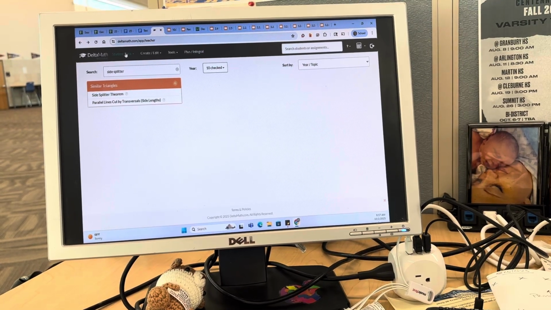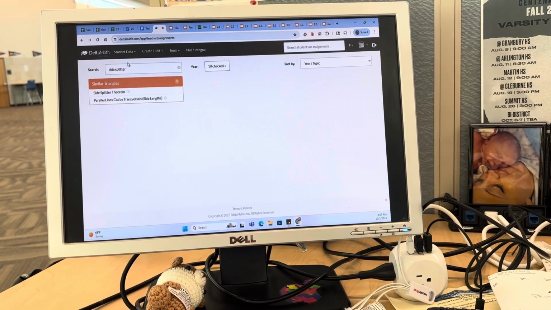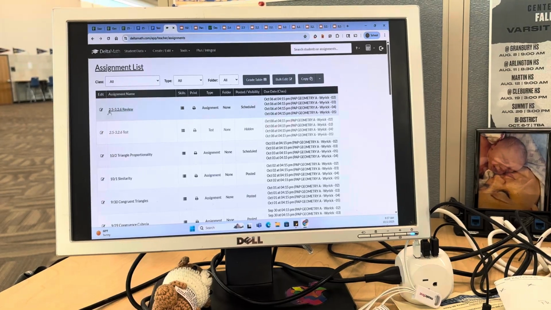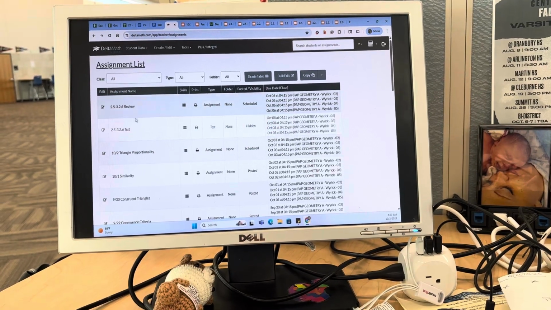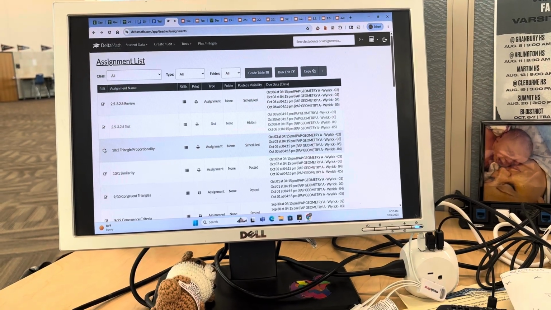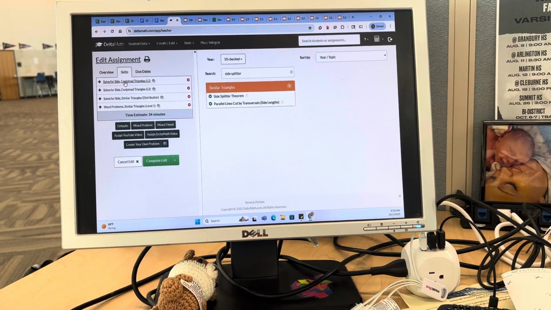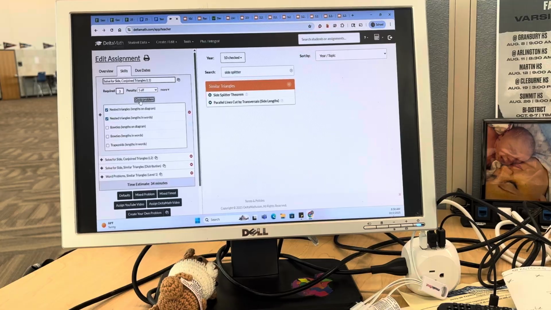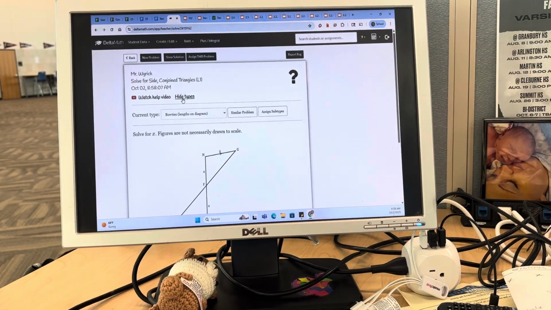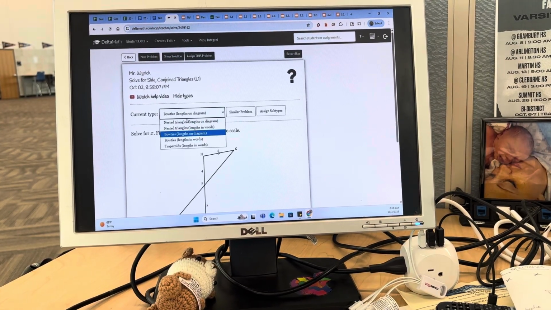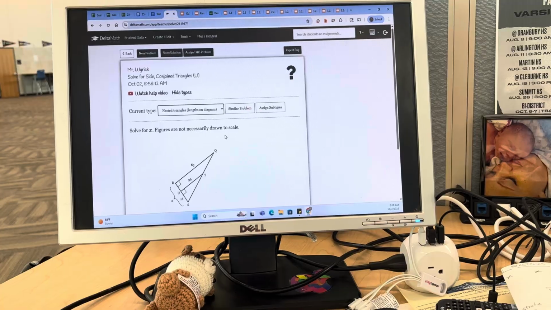Now, let's view the assignments. The test and the review are both done, so those are going to be ready to go. So here we go with 10-2 triangle proportionality. We take a look at the skills. We're solving for a side with combined triangles. I made sure that this was all stuff like this.